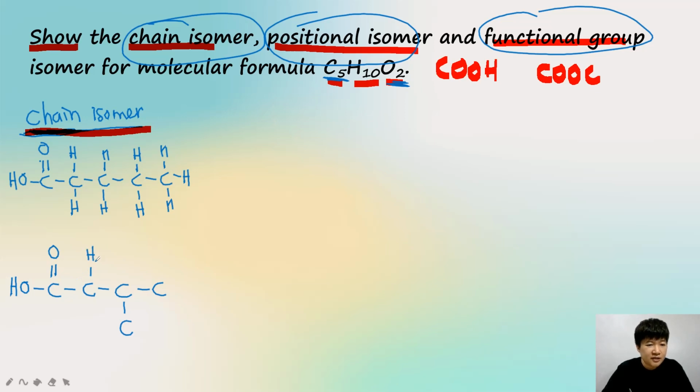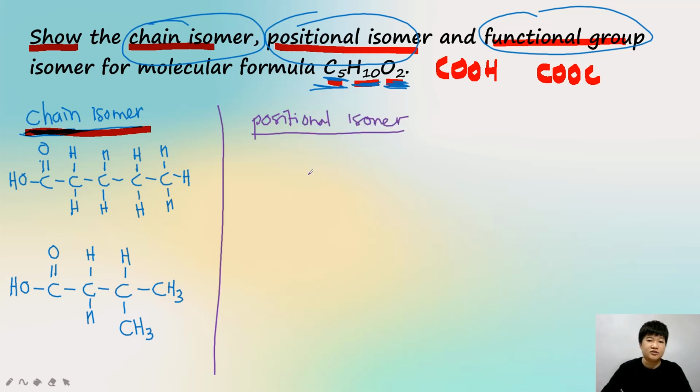So put in all the hydrogen at the correct position. Make sure, count carefully on the 1, 2, 3, 4. So both of this must have C5H10O2. And that is your chain isomer. Next, I can have positional isomer. So for positional isomer, you need to change the position of the functional group. But in this case, very special case is the COOH functional group must located on the side carbon. If you look at it, C double bond O, OH is already 3 bond.